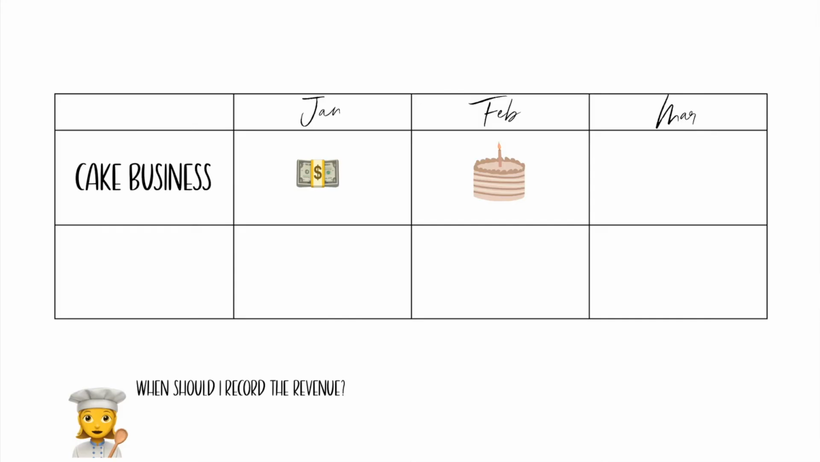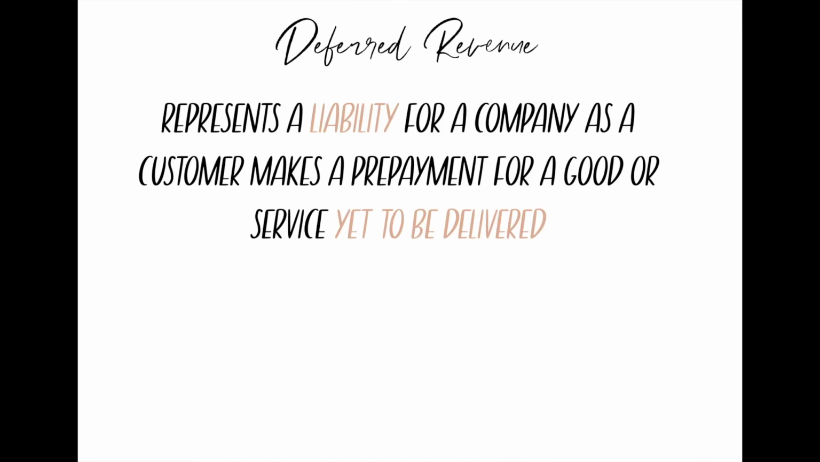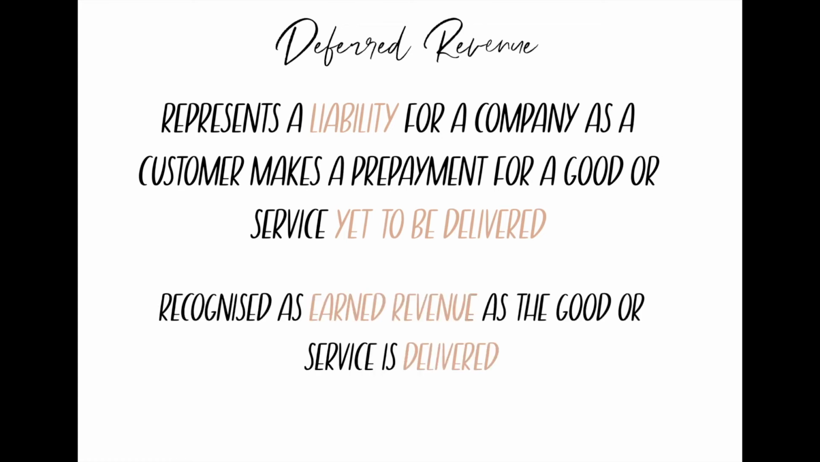Therefore, you will record the revenue in February, as this is when you earned revenue and when the cake was delivered to the customer. This is known as deferred revenue. Deferred revenue represents a liability for a company as a customer makes a prepayment for a good or service that is yet to be delivered. It is recognized as earned revenue as the good or service is delivered.